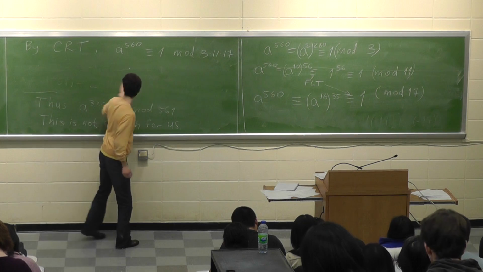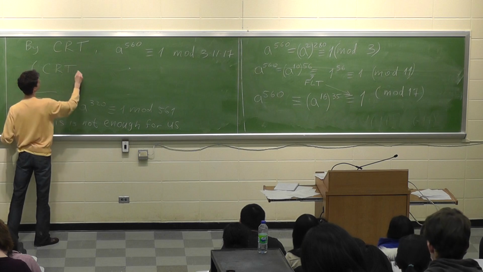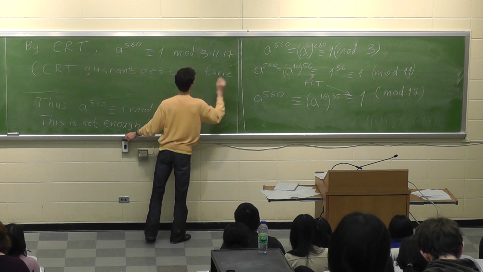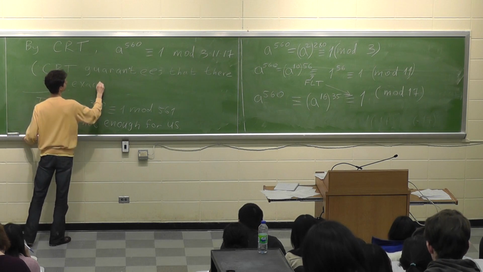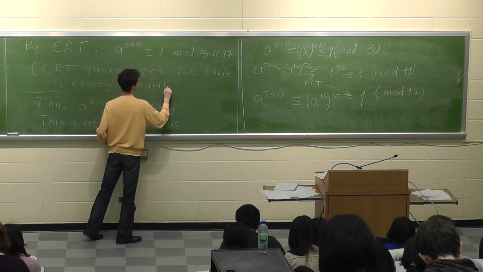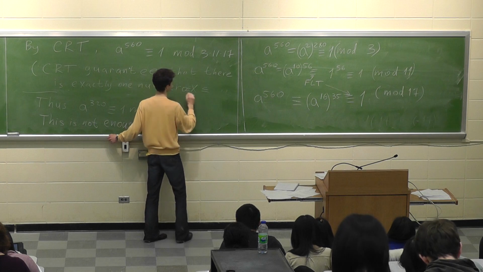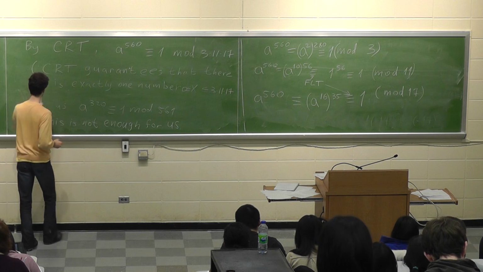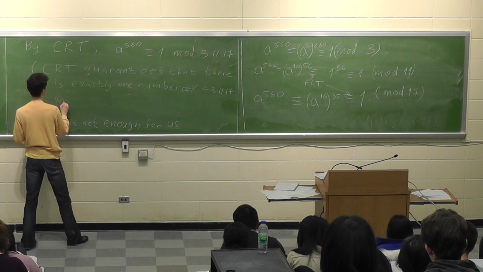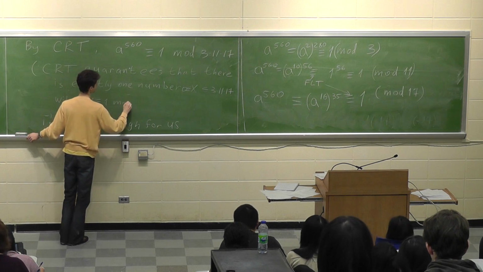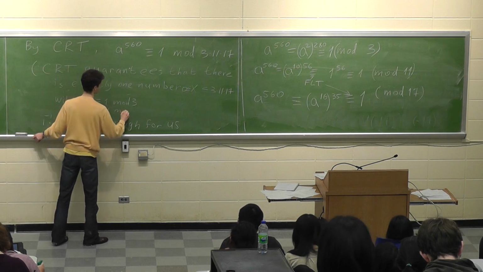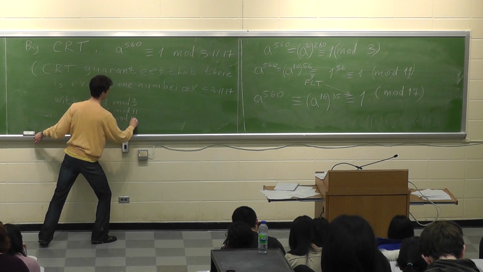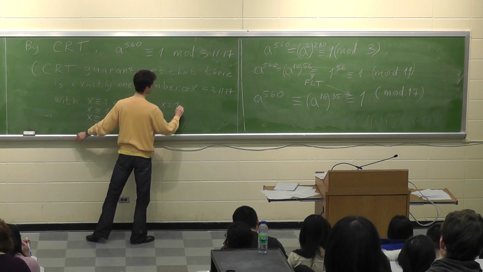Let me explain once again what the argument was. The Chinese remainder theorem tells you that there is exactly one number x between 0 and 3 times 11 times 17, which solves this system of congruences: x congruent to 1 modulo 3, x congruent to 1 modulo 11, and x congruent to 1 modulo 17. And x equal to 1 is such a number.